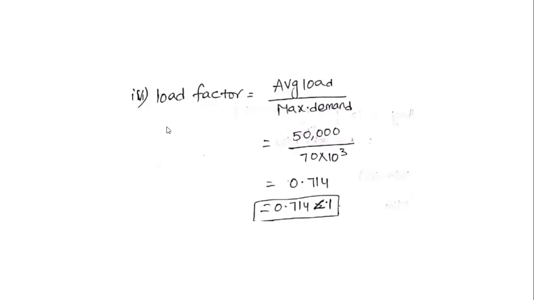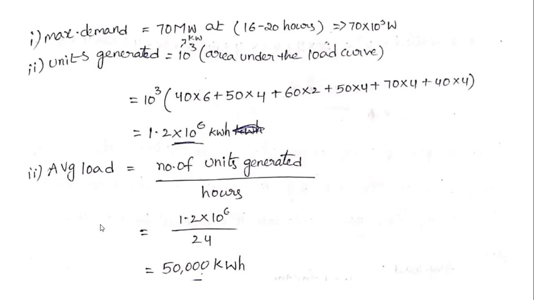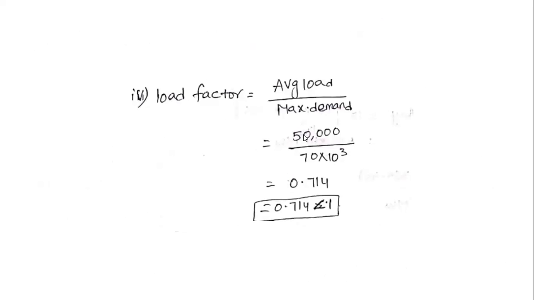Next, coming to the load factor. What is the formula for load factor? That is average load by maximum demand. What is the average load? That is 50,000 kilowatt hours. Therefore, 15,000 kilowatts is the average load, divided by the maximum demand.